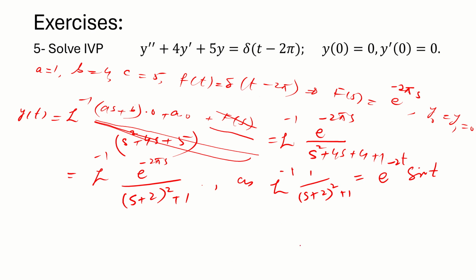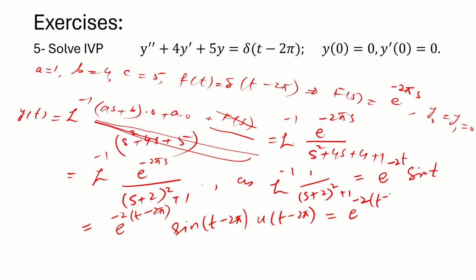And then by using the second shifting theorem, what will this become? You write the same thing as it is. It will be e power minus 2 (t minus 2 pi) sine (t minus 2 pi) into u(t minus 2 pi), right, by using the second shifting theorem. We can write e power minus 2 (t minus 2 pi), and again sine (t minus 2 pi) is sine t, into u(t minus 2 pi).